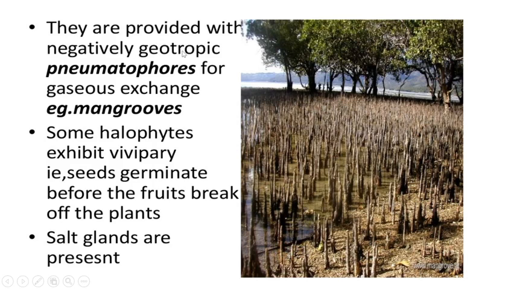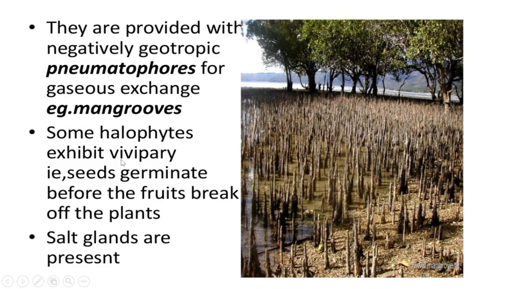They are provided with negatively geotropic pneumatophores. Now see in this diagram, these are the halophytic plants and the root systems are developed just above the ground level. They are pointed, and those pointed structures which are negatively geotropic are called pneumatophores. And the pneumatophores have small holes. The small holes are called lenticels, and they are for gaseous exchange. Whatever amount of oxygen is required for respiration, they take from the environment through lenticels of pneumatophores, and that oxygen goes in the plant body.